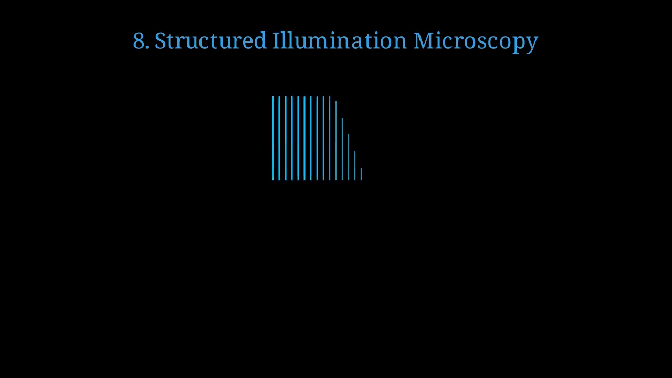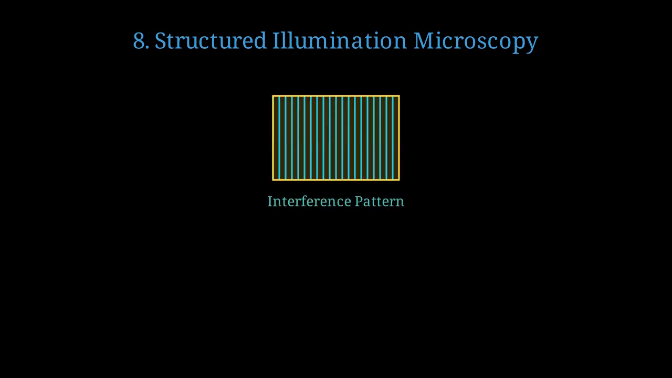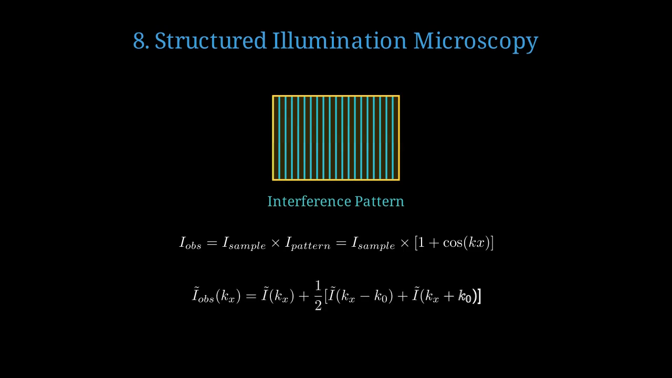Structured illumination provides yet another approach, using patterned light to encode high frequencies into lower-frequency moire patterns. By projecting sinusoidal fringe patterns onto the sample and capturing multiple images with different pattern positions and orientations, we extract hidden high-frequency information. The observed intensity is the product of sample structure and illumination pattern. This multiplication in real space creates sum and difference frequencies in Fourier space. In Fourier space, the pattern shifts high spatial frequencies kx plus or minus k0 into the observable range, effectively doubling the resolution.